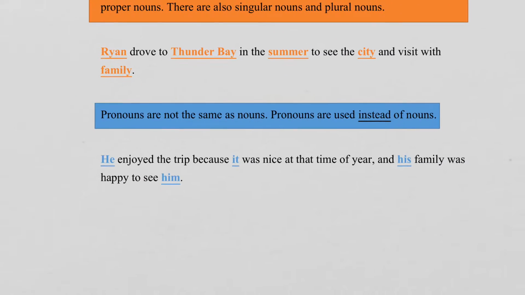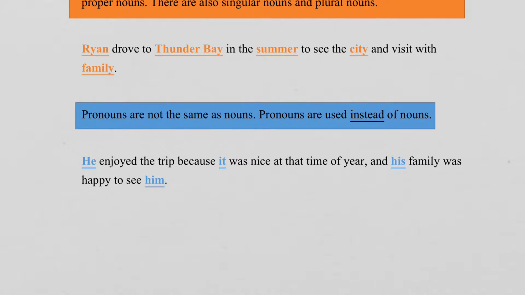This first sentence here does not have any plural nouns in it, but don't worry, we will talk about those later. Ryan drove to Thunder Bay in the summer to see the city and visit with family. So the nouns are Ryan, Thunder Bay, summer, city, family.